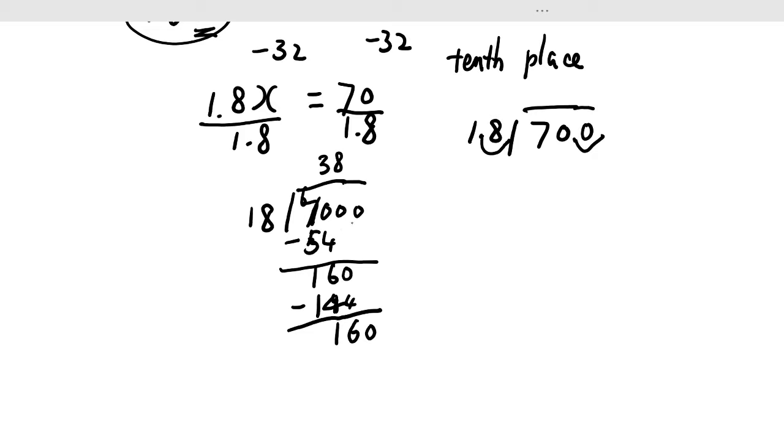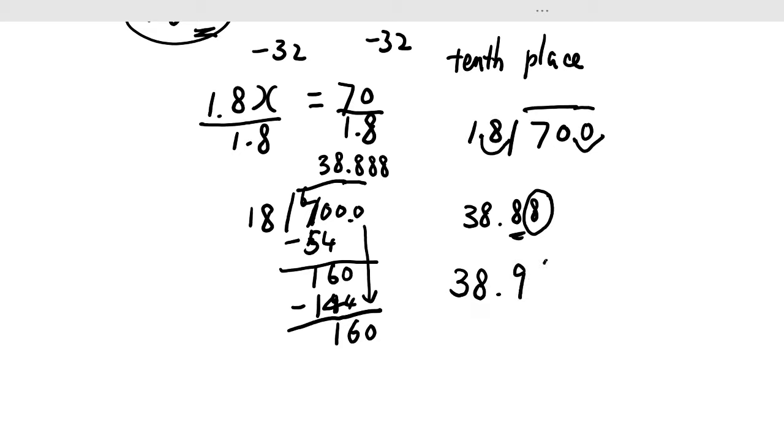We need to bring one more 0 to continue the division. So we give a decimal point, and we do the same on the top. We know that's going to be 8, 8, 8 forever, because we're going to keep on getting 160. Now we run to the tens place. The answer should stop at the tens place. And since 8 is bigger than 5, we're going to increase by 1. So it should be 38.9 degrees.